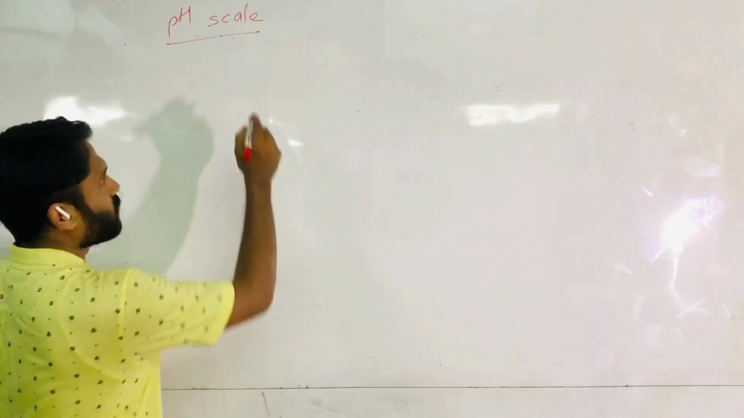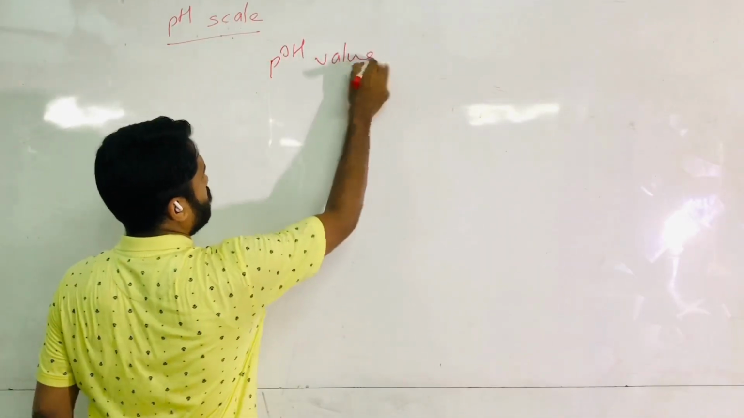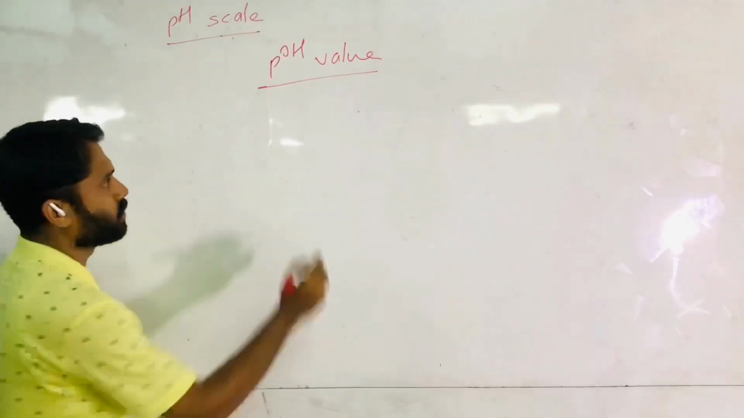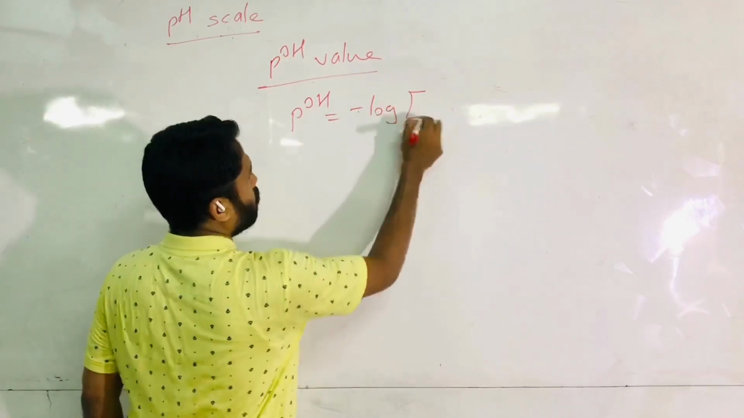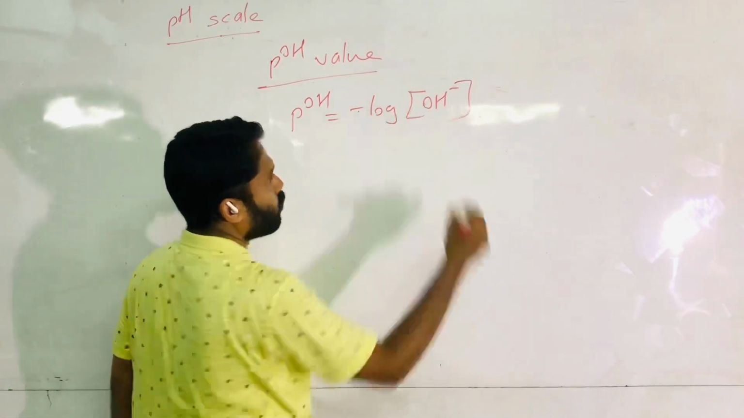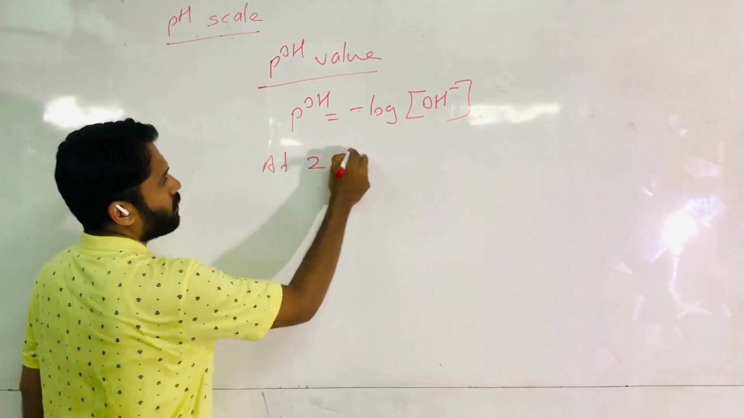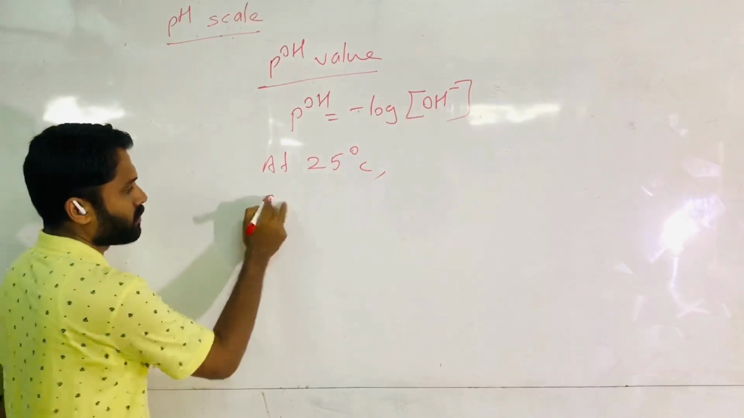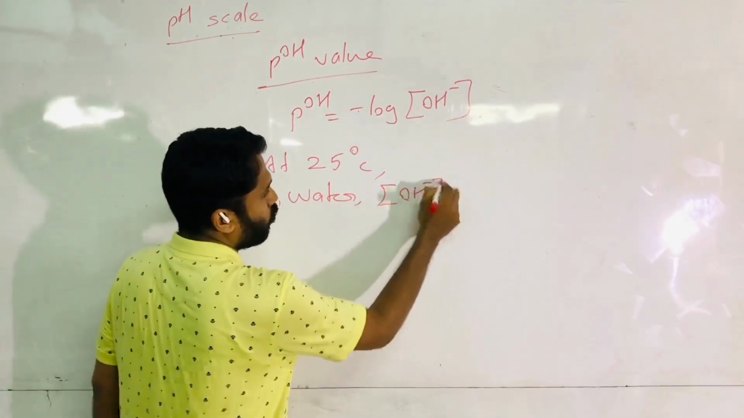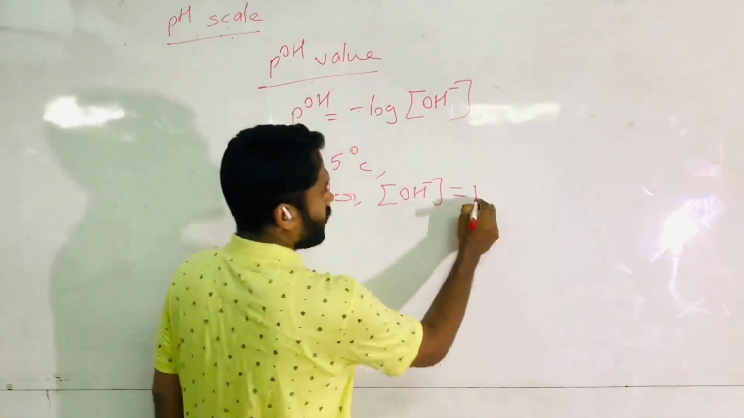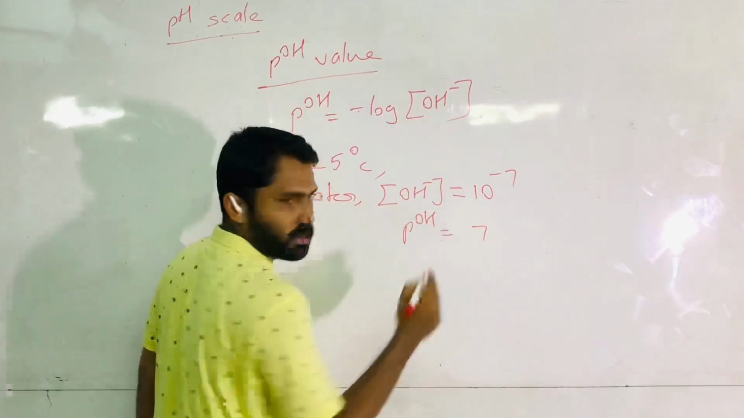Similar to pH, we can use another term, the pOH value. pOH will be minus log of the molar concentration of OH minus. Again, at 25 degrees Celsius in water, the concentration of OH minus is equal to 10 raised to minus 7. So, pOH equals 7.